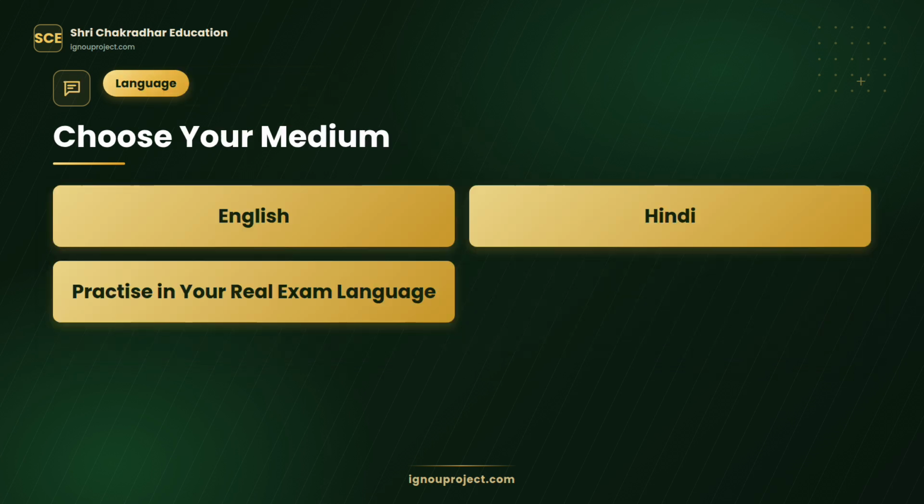Let us also settle the medium question. IGNOU allows most students to write in English or Hindi, and guess papers are available in both for many popular programs. Choose the medium you will actually write your exam in, not the one that simply looks easier. Practicing in your real exam language builds the vocabulary and speed you need on the day.